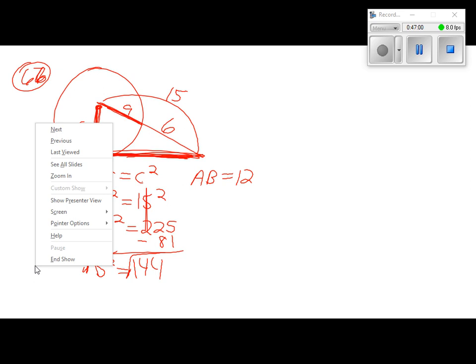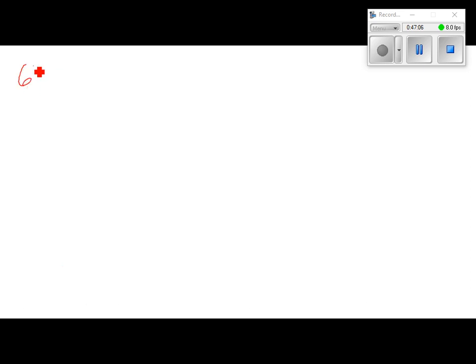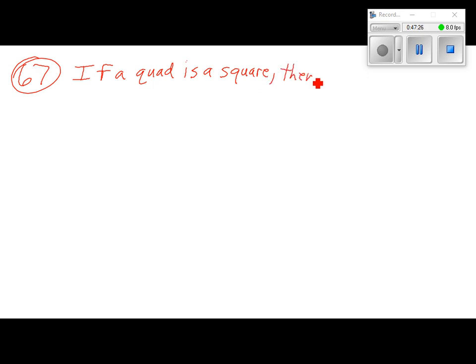Is that 66 or 67? That was 66. They give us the sentence. I'm going to abbreviate some of this. If a quadrilateral is a square, then it is a rectangle. That's the original statement. I haven't done anything yet. What's this part called? Hypothesis. That's the hypothesis. What's this part called? Conclusion.